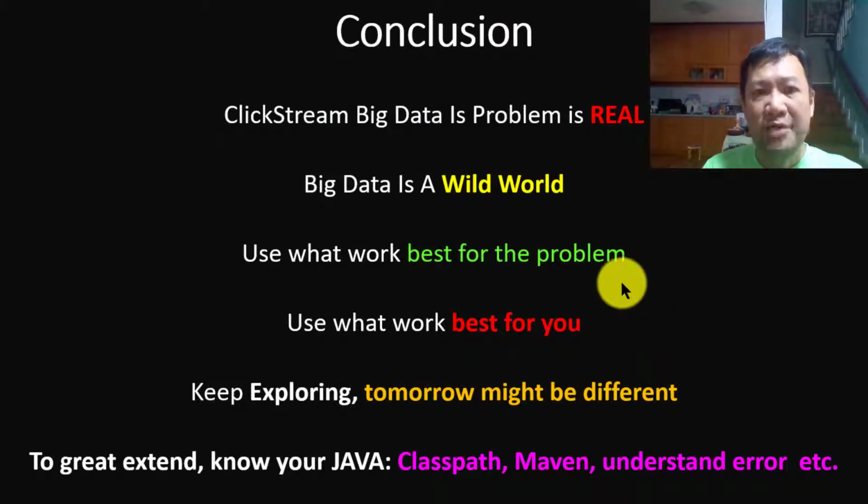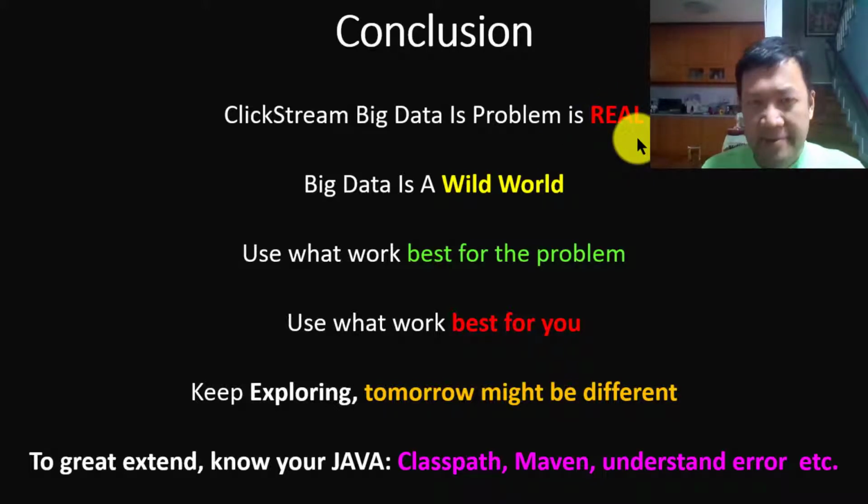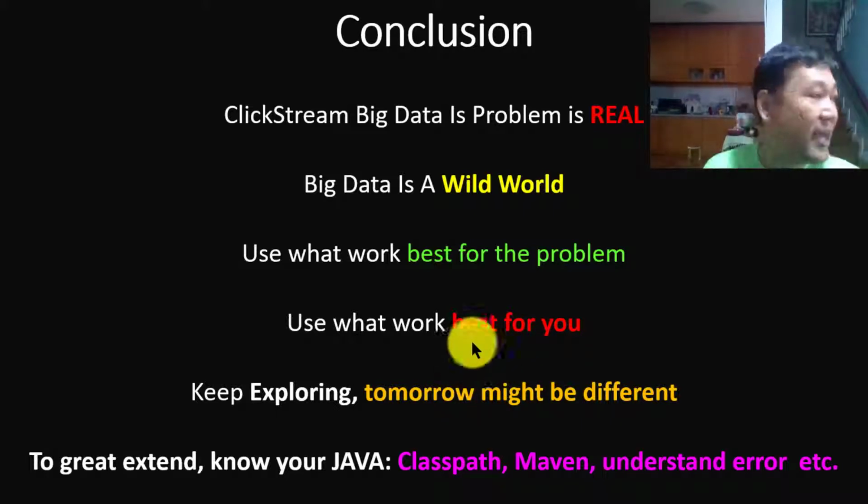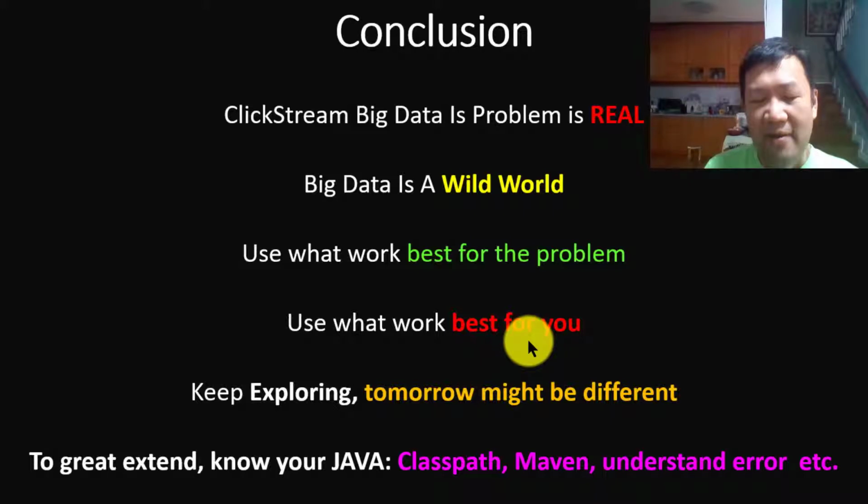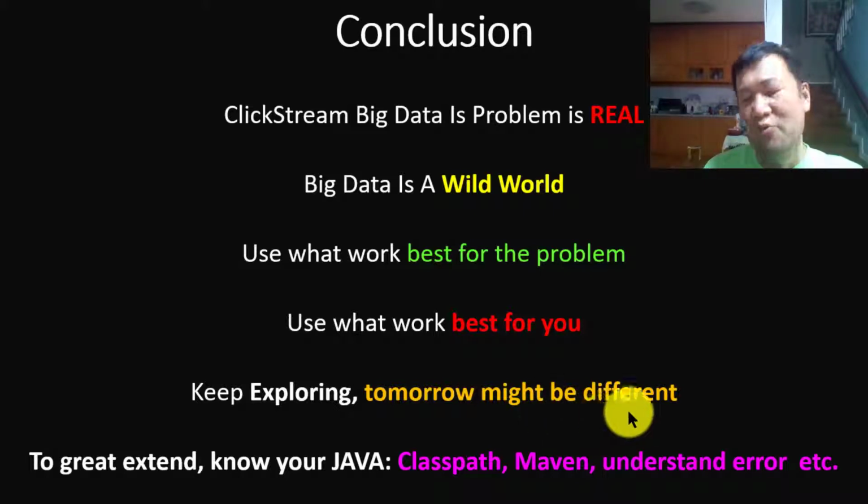And the conclusion, right? The big data problem for clickstream is real and it's really big. And the solution for the big data is a wild world, right? We need to use what works best for that problem, and also we need to choose what works best for you, right? So we have to balance what are the best tools and what are the best tools that you know how to use, right? And keep in mind what works today may not work tomorrow.